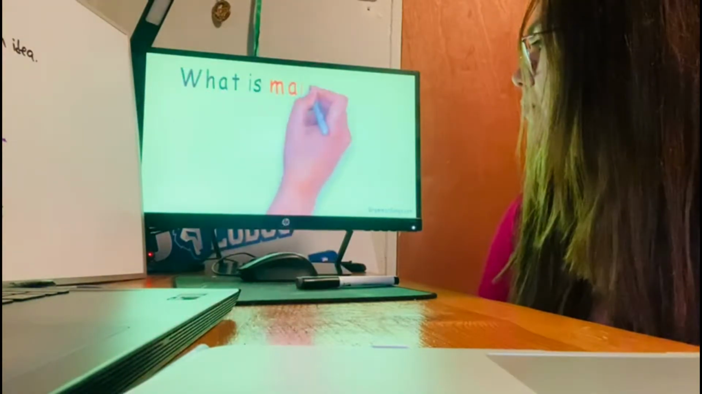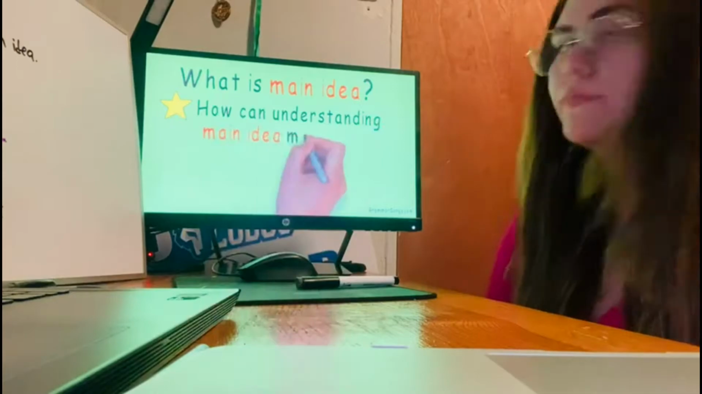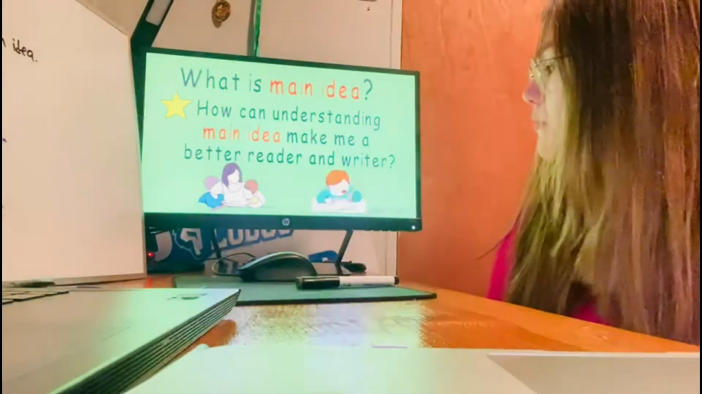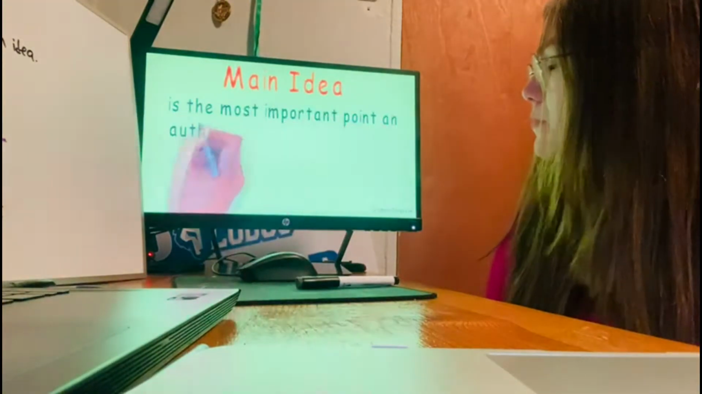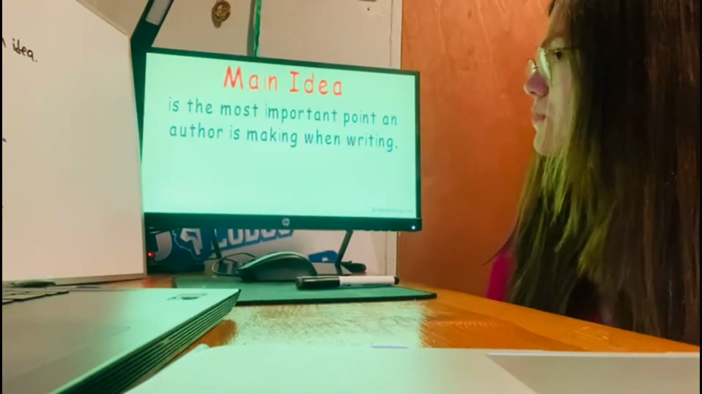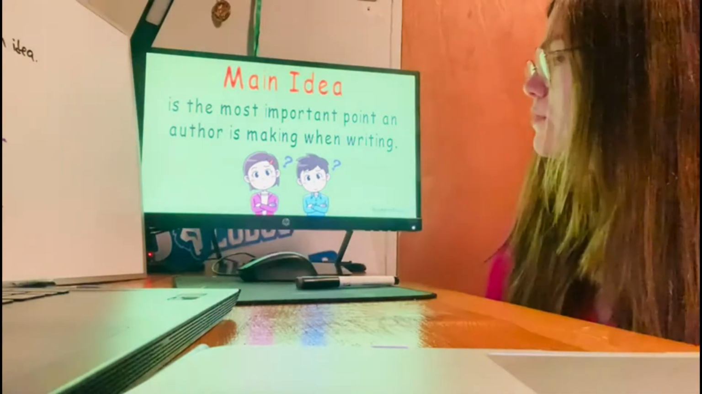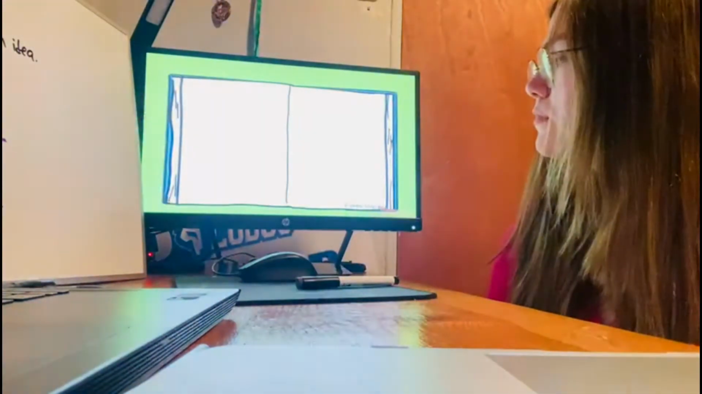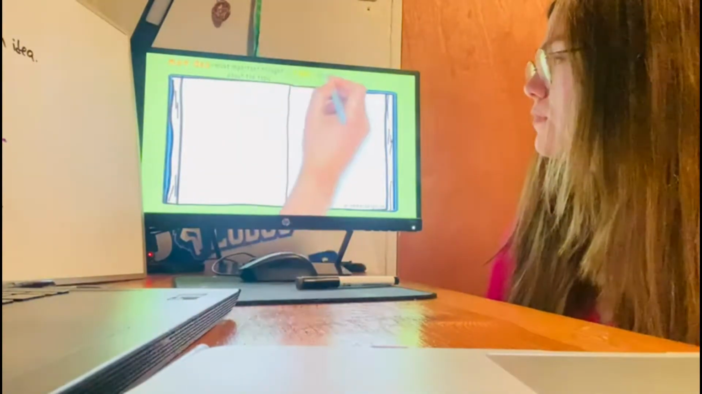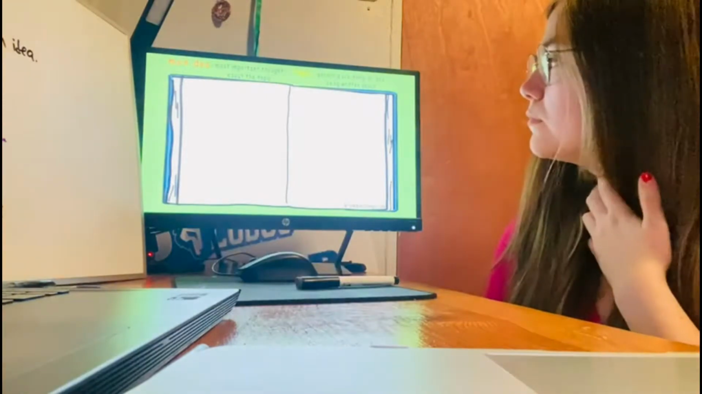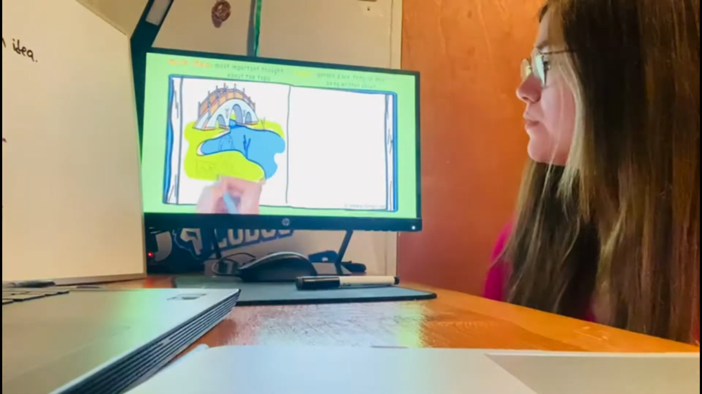What is main idea? More importantly, how can understanding main idea make me a better reader and writer? Let's get started. Main idea is the most important point an author is making when writing. What? Huh? Maybe it will be easier to understand if I show you. The main idea is the most important thought about the topic. The topic is the person, place, thing, or idea being written about. Let's read a short paragraph and see if we can find the main idea.